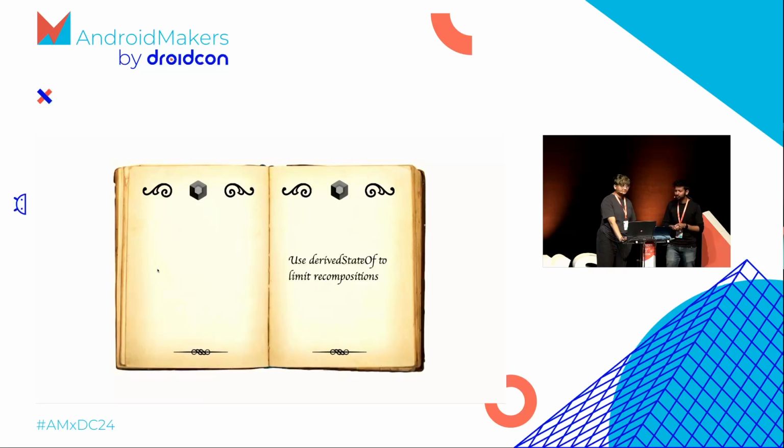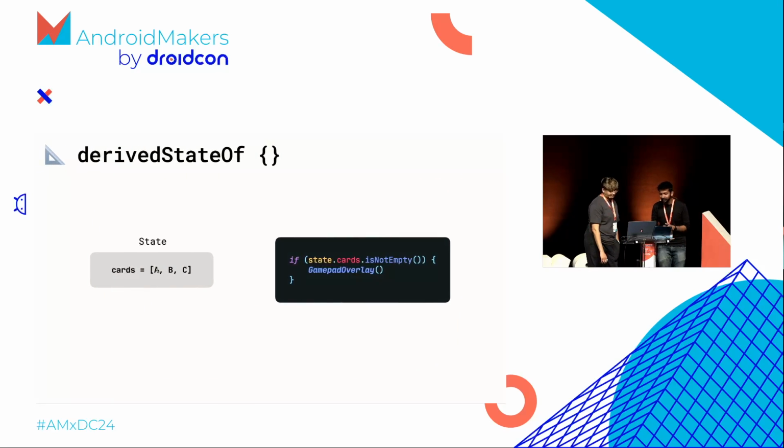And it says to use derivedStateOf to limit the recompositions. So let's look at what that means exactly. Right now, as Tasha showed, we have this state, and we're checking if the cards are empty or not. And if they're not empty, we show the gamepad overlay.